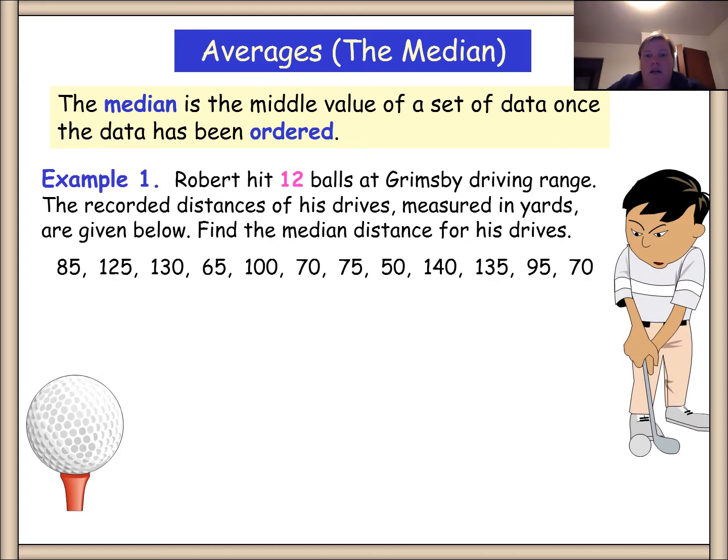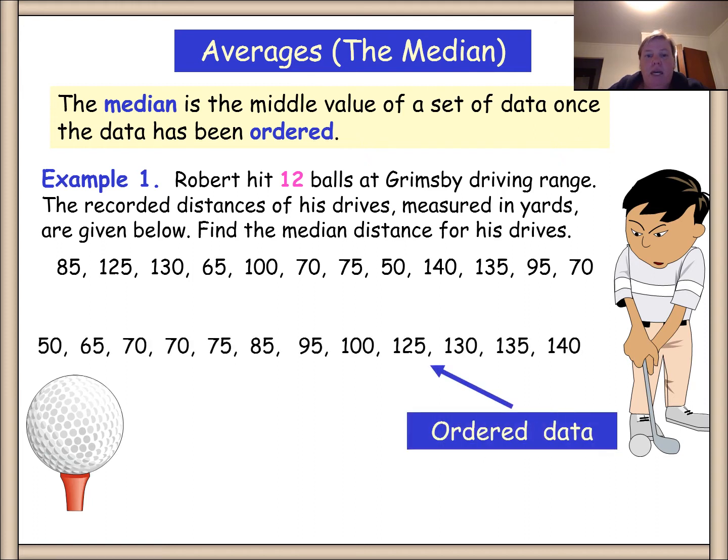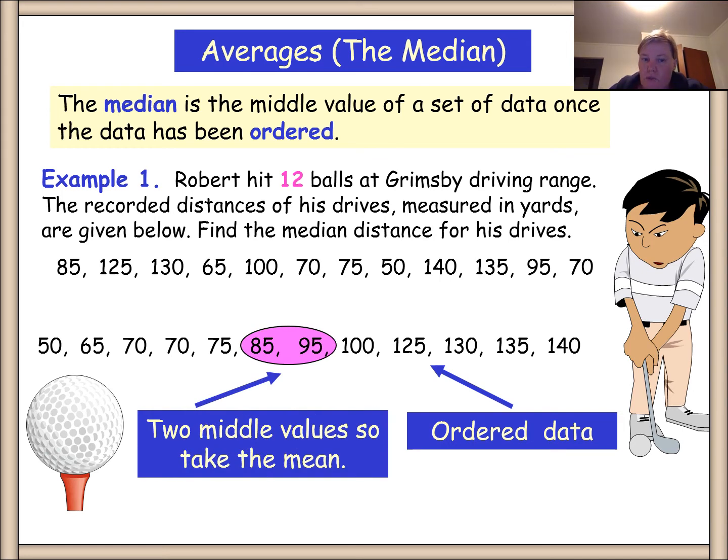All right. This time we've made them hit 12. Now we're going to do the same thing: put them in order. There they are. And this time there are 12. So the middle of 12 is between the 6th and the 7th. Okay, so it's these two. If you count here, you'll see there are 1, 2, 3, 4, 5 pieces of data, and these two right here are in the middle. So it's going to be the average of these two. The average, in other words the mean, of 85 and 95 is 90. Okay, so that's the median.